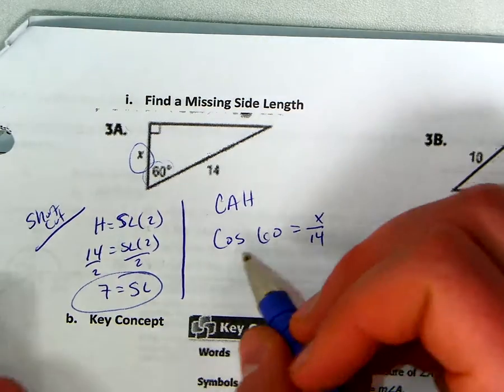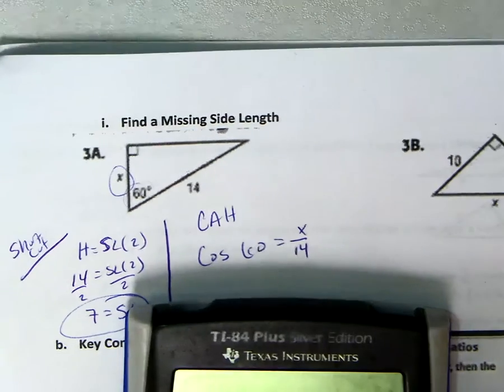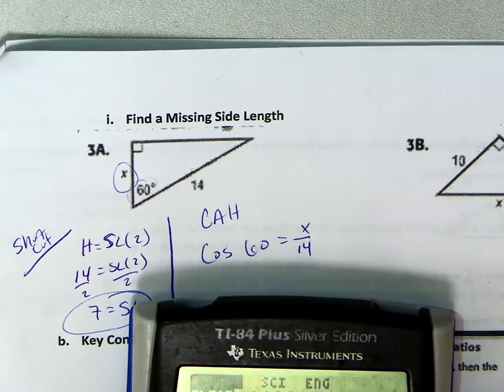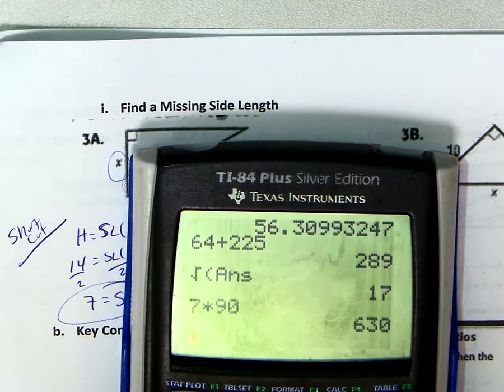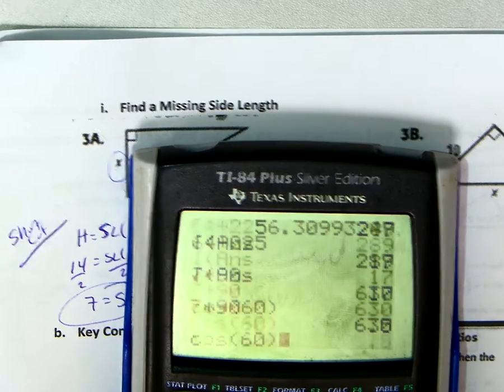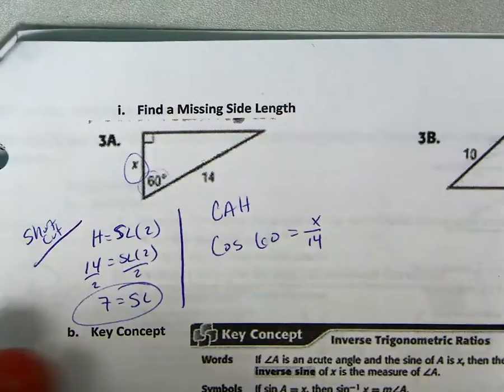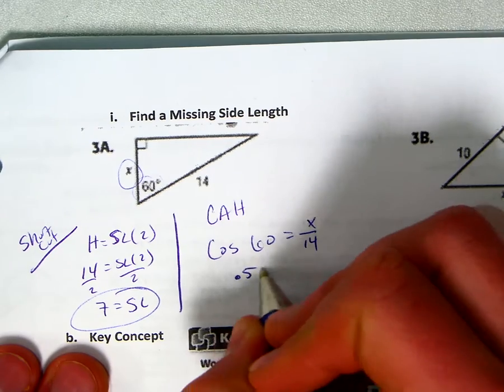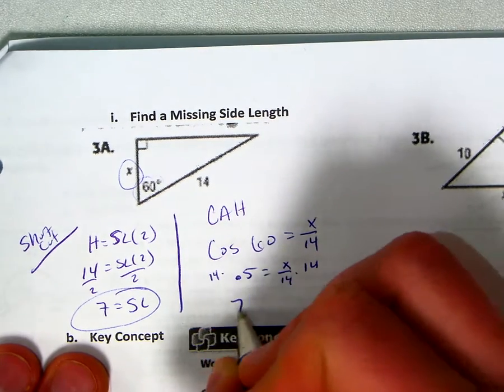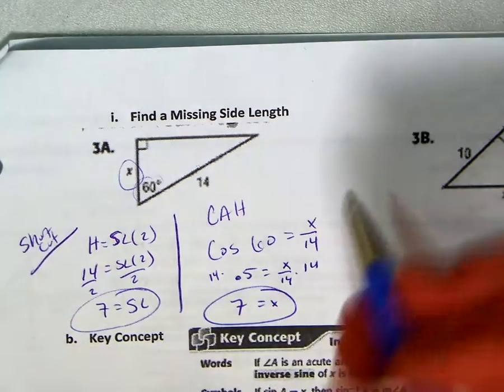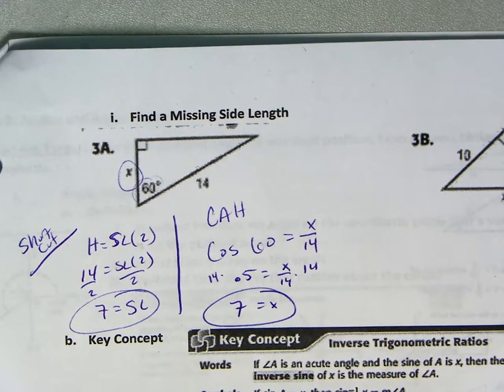Cosine 60, when you plug that into your calculator, now make sure you're on degrees. So you hit mode and just make sure that you are in degrees. And then you hit cosine 60, and you get 0.5. So you have 0.5 equals x over 14, multiplied by 14 on both sides, and you get 7 equals x. Okay, very straightforward. I don't care which one you use.